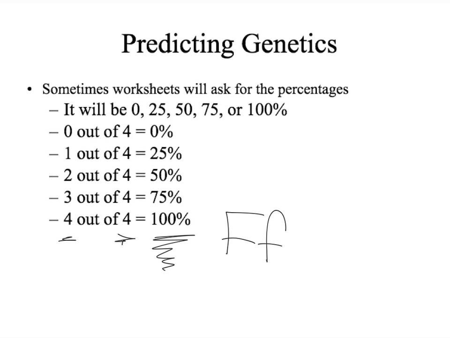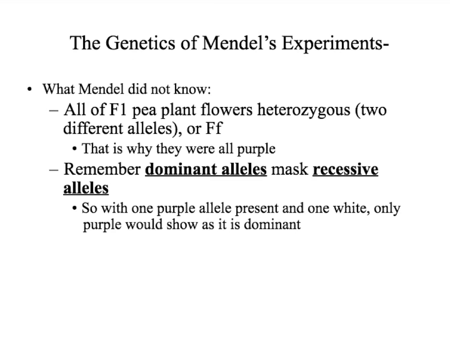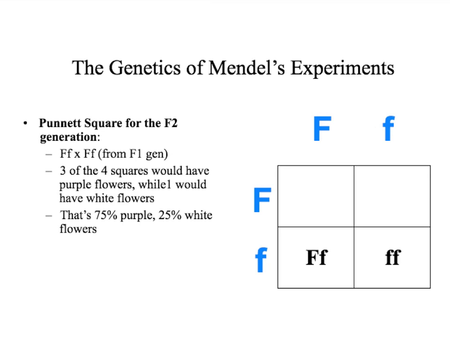Okay, and that's when we're talking about just making our predictions. Okay, what Mendel didn't know is that all of the F1 plants were heterozygous. They were different. And that's why they were all purple. They were purple because that purple color is dominant to the white color. But they were also heterozygous. So what happened was when he crossed them again, that's why he was surprised to see the white come back out. Okay? We can show this.